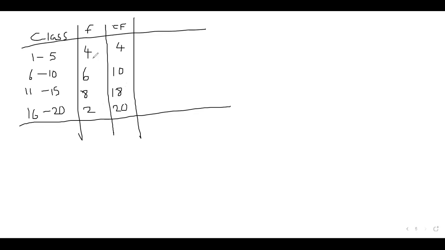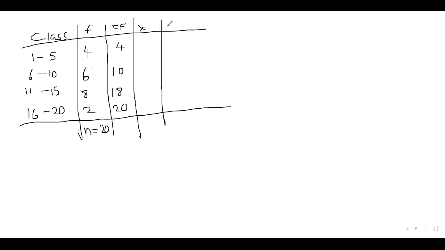I repeat. When you're given these frequencies, you start with this figure there. You add 6, you get 10. 10 plus 8, 18. 18 plus 2, 20. This is what we call our n. Our n is 20. Are we together? Yes.